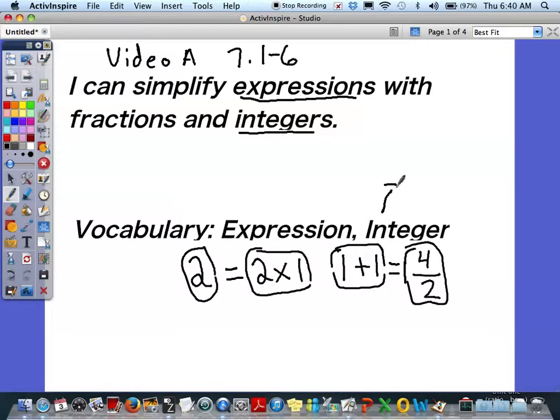Quickly, an integer can be positive or negative, and it has to be whole. That means you can't have part of a number. 1.5 is not an integer because it's part. There's a part of a whole associated with 1.5, but 1 is an integer. Okay. Now we've got the I can statement broken down and some vocabulary words. We're going to go to the first example.